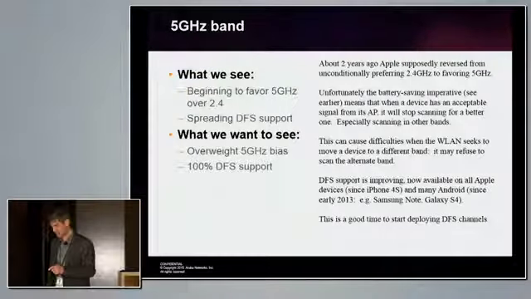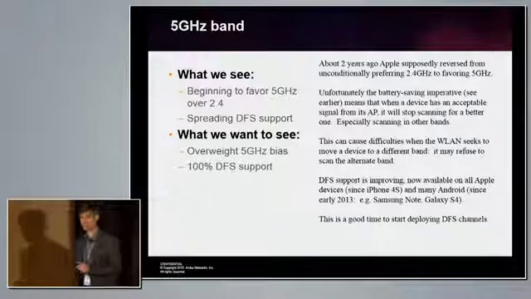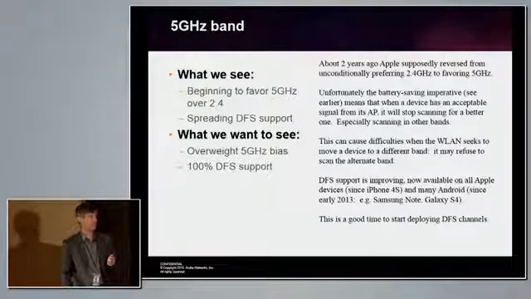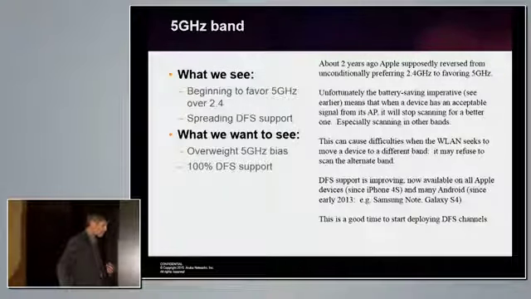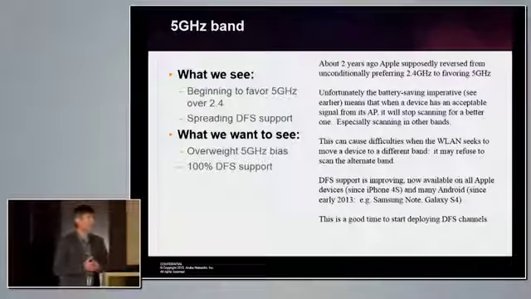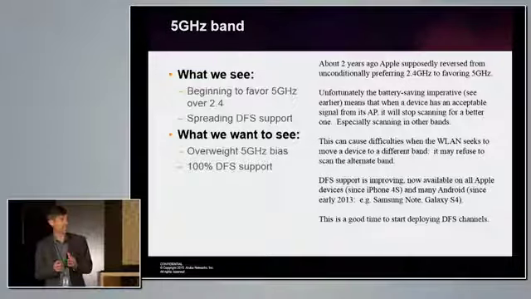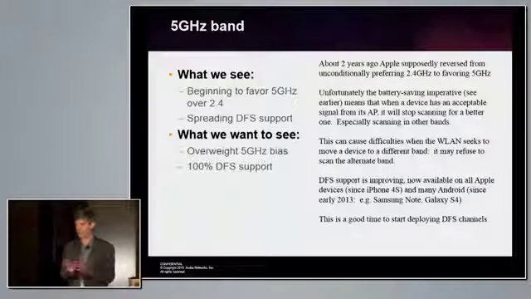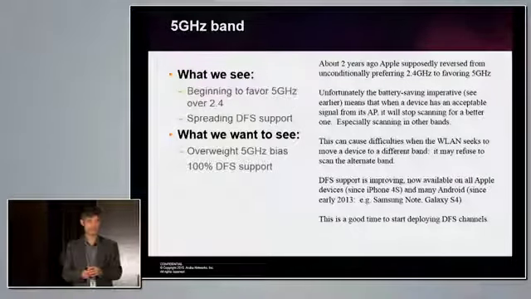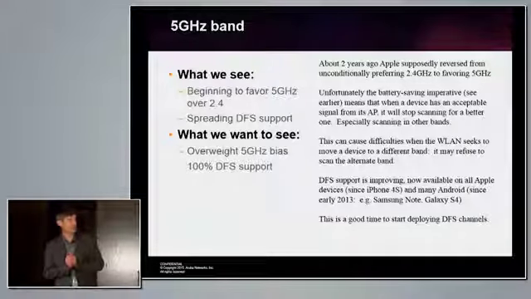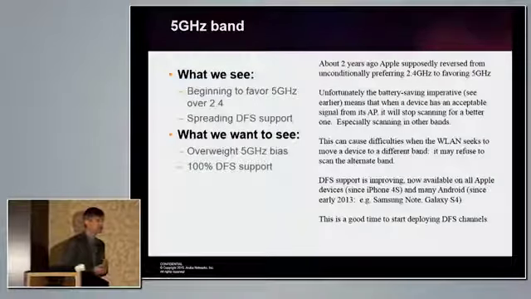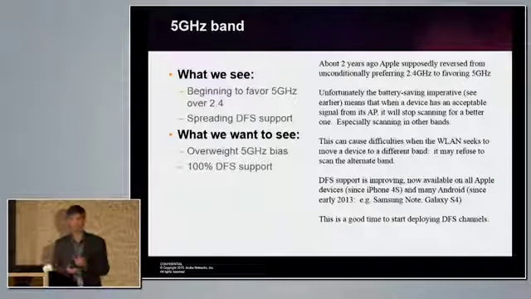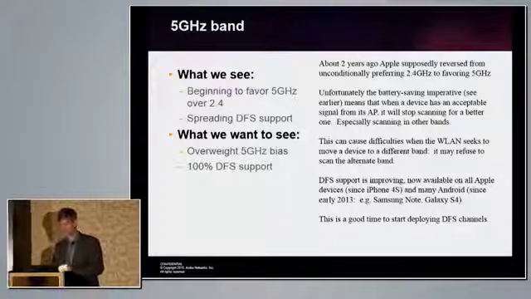Five gig band. Again, this is pretty old news. Nearly everything is 5 gig capable now in the way of cell phones and tablets anyway. The big question is, how much does it favor 5 gig versus 2.4 and vice versa? Generally, everything is moving to favoring 5 gigahertz. I think Apple, we had a little bit of a regression fairly recently in one of the iPads, but otherwise it's doing all right.